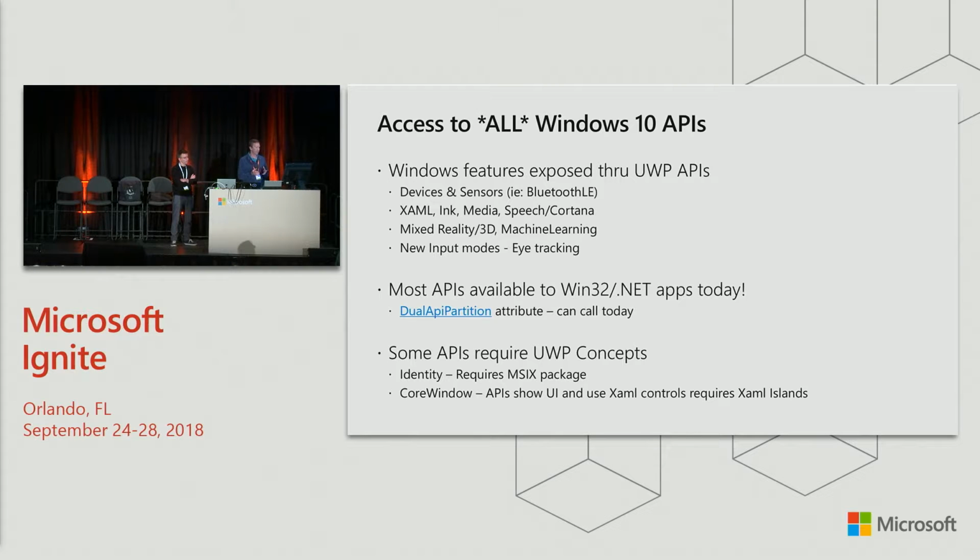An example of many of the APIs we've improved is Bluetooth and the sensors and devices space. Speech and Cortana are areas where we've also got some feedback of interest. Mixed reality and 3D is an area for a lot of industrial machining scenarios. Machine learning is a very hot topic as well. Those all have first-class APIs in the modern platform, and some of them have options to get into Win32, but it's not as full-featured. Many of these APIs you can call today have the dual partition API attribute. Let me click on an example and show you.